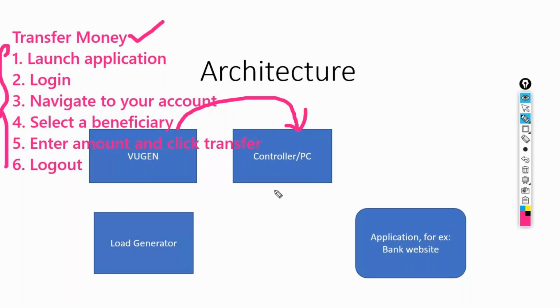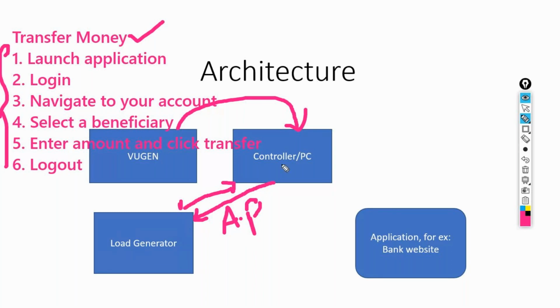Once you trigger the execution, what will happen? The scripts you uploaded to the controller will be transferred to the load generator machine, through the agent process. There is something called the agent process, which will act as a bridge between the controller and the load generator.